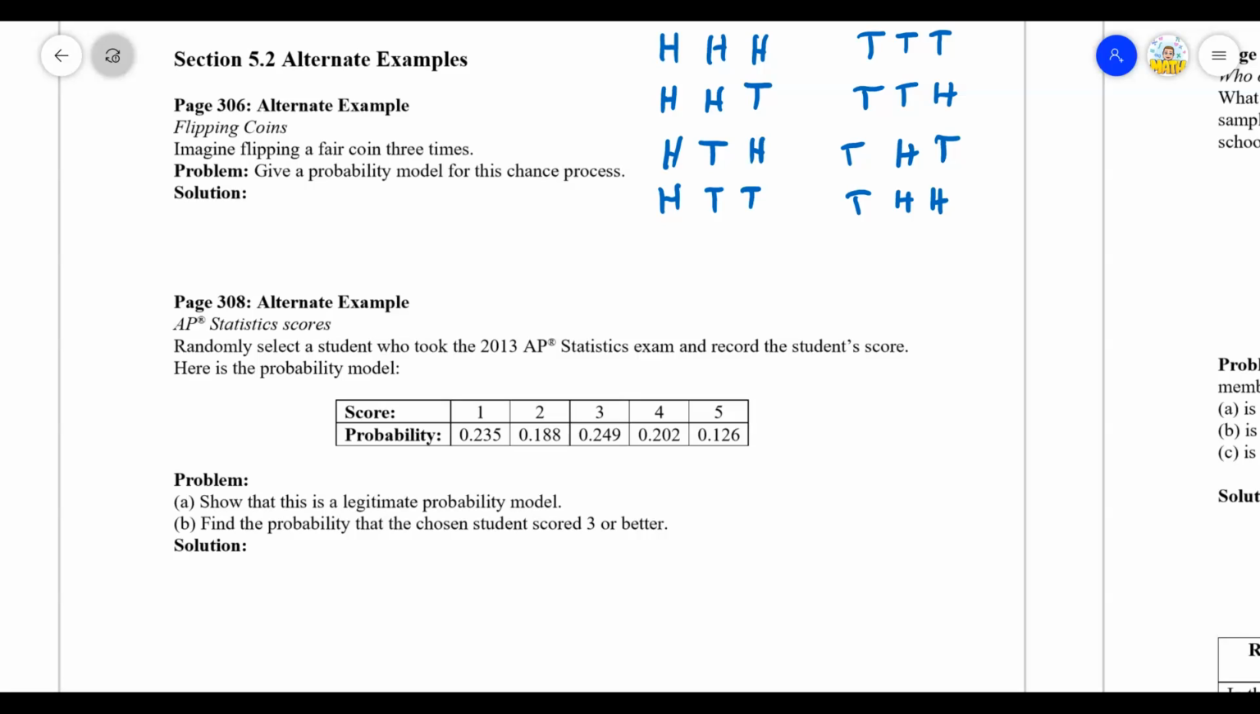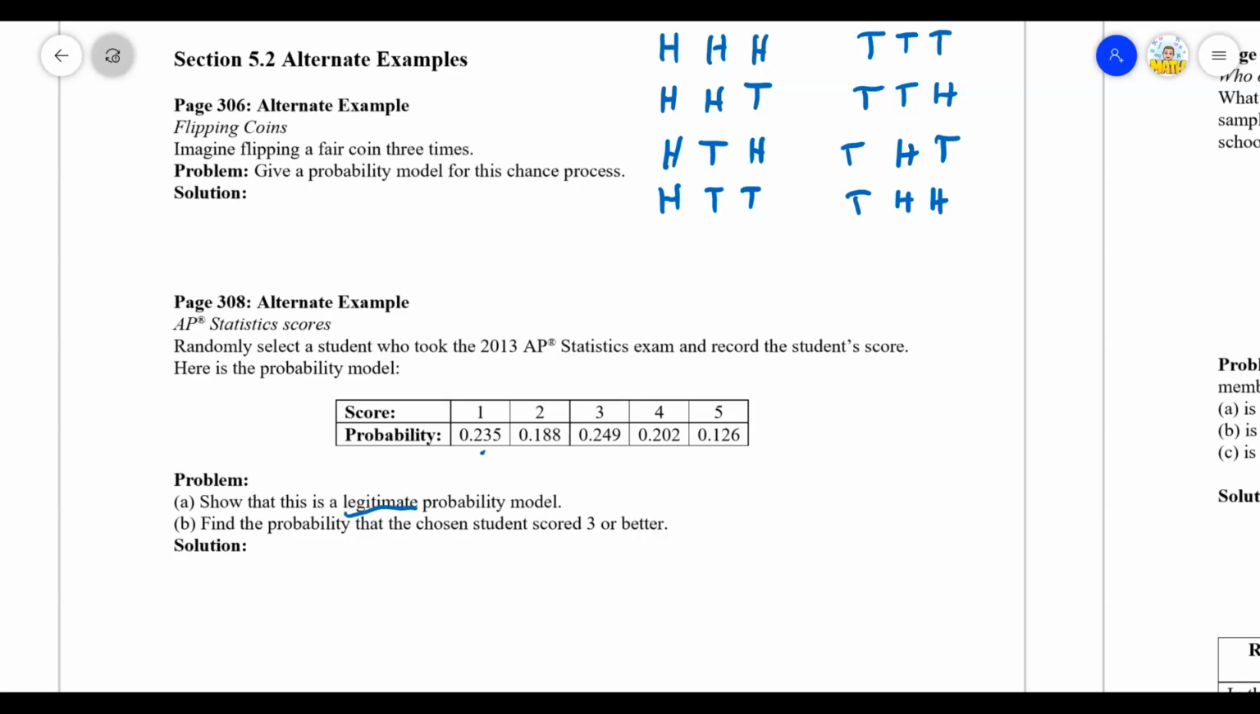So now we're going to look at a probability distribution. So what we have here are the 2013 AP Statistics exam scores. It's basically the distribution of scores, right? 23.5% score a 1, 18.8% score a 2, and 24.9% score a 3. Okay, and so on.